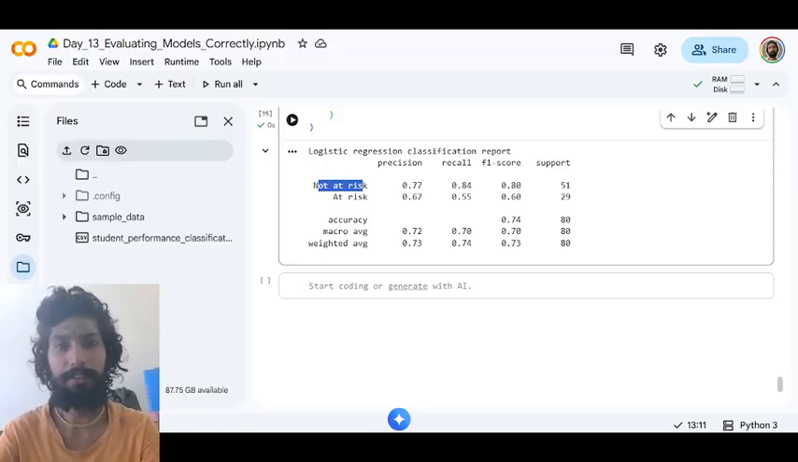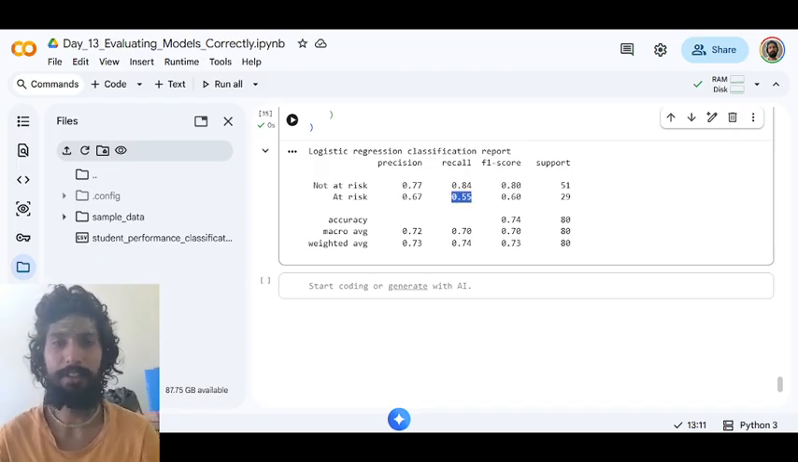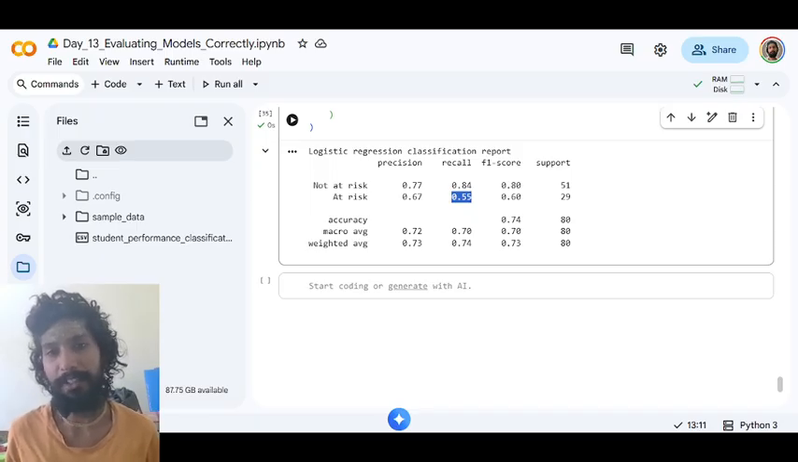So this is not at risk and at risk. We need to consider at risk because we want to get the recall value for at-risk students. Was the model able to find all the at-risk students? So it only found half of them.